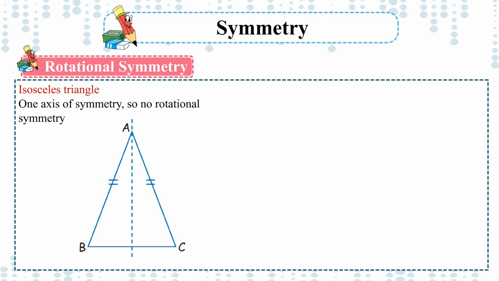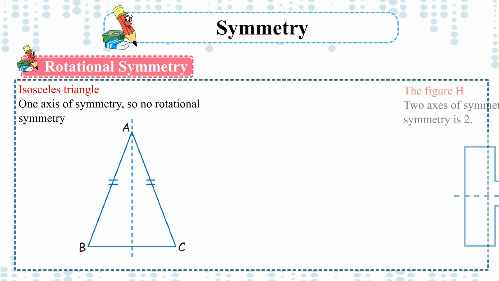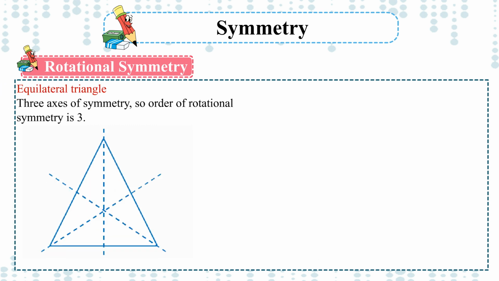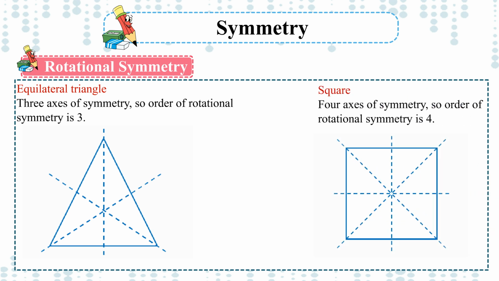Isosceles triangle. One axis of symmetry, so no rotational symmetry. The figure H. 2 axes of symmetry, so order of rotational symmetry is 2. Equilateral triangle. 3 axes of symmetry, so order of rotational symmetry is 3. Square. 4 axes of symmetry, so order of rotational symmetry is 4.